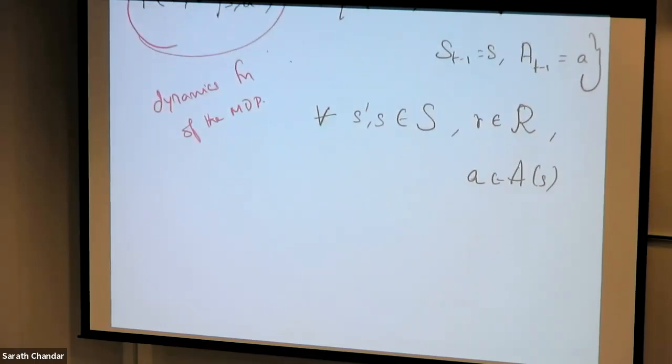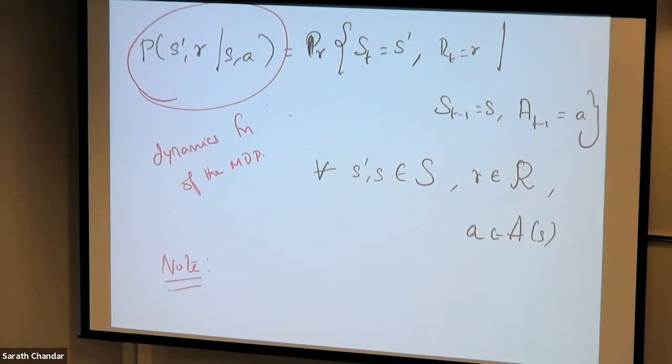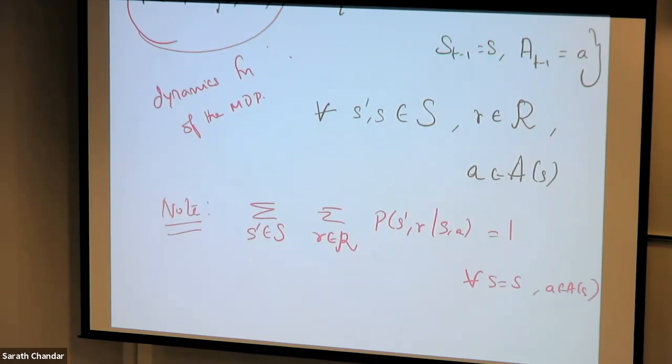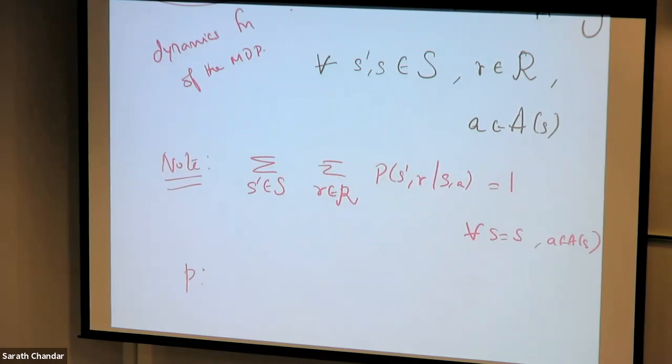But before that, I just want to make a note that this P function, or the dynamics function, is a valid probability distribution. So in other words, summation over S', summation over R, probability of S', R given S comma A is equal to 1 for all S belonging to the set of states and A belonging to A of S. So this P function has 4 components: S cross R cross S cross A. There are 4 entities: current state, current action, next state, reward. Then it gives you a probability value. So this is basically a deterministic function of 4 arguments.